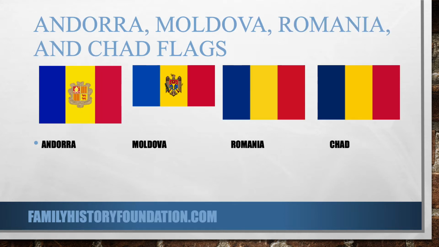Now, this is one of my favorite sets here. Andorra, which actually is a country in Europe, situated between France and Spain, Moldova, Romania, and Chad, which is a non-European nation. But look at the proportions and hues there. It's almost scary, actually, how similar these flags are, especially between Romania and Chad. I think Chad borrowed something here.